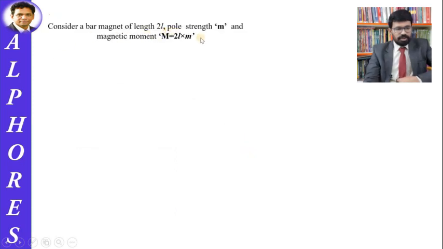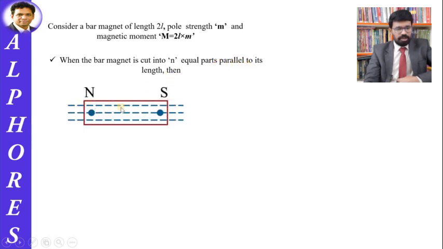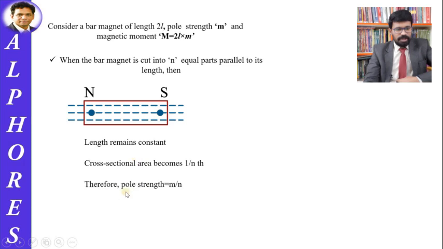Consider a bar magnet of length 2L, pole strength M, and magnetic moment M equal to 2L into M. When the bar magnet is cut into n equal parts parallel to its length, what happens here? Length remains constant. There won't be any change in the length. Whereas cross-section area becomes 1 by n, because it was divided into n pieces parallel to the length.